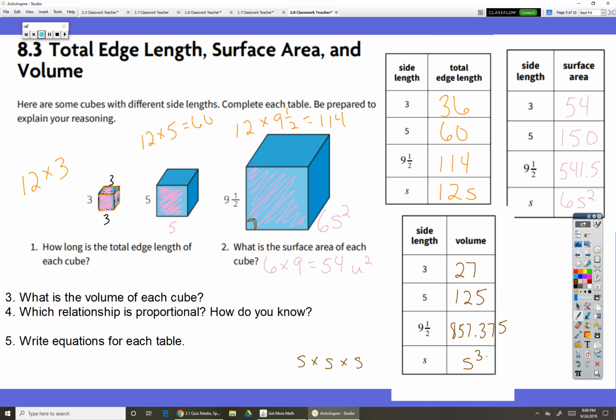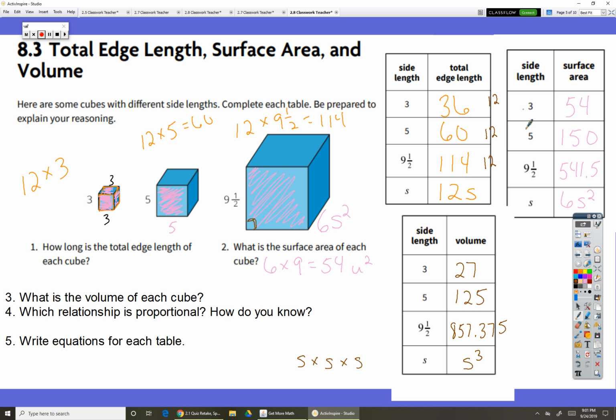All right, number 4 asks which relationship is proportional and how do you know? To find out whether it's proportional, we need to see if there is something we can multiply the numbers on the left by to get the numbers on the right. So we're going to find that by dividing. Let's take a look at the edge length table first. 36 divided by 3 is 12. 60 divided by 5 is 12. 114 divided by 9.5 is 12.